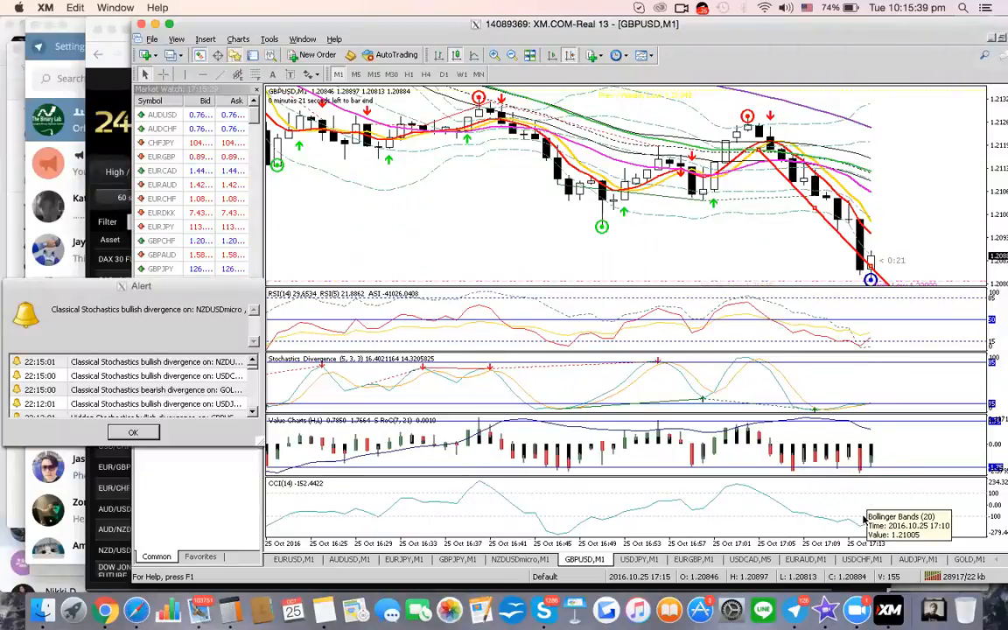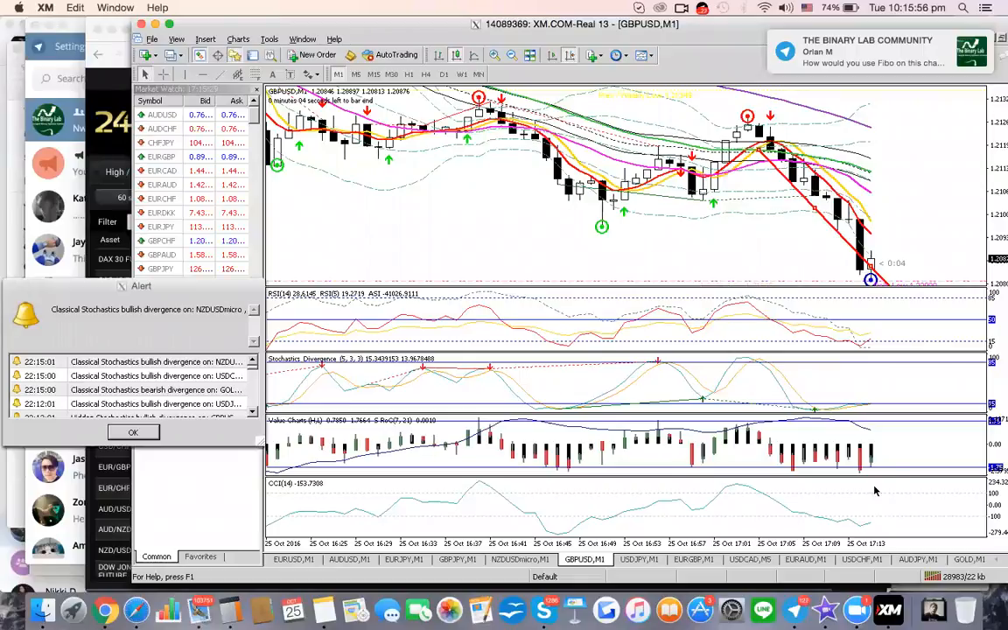And although the CCI is not ready yet, we can also know why it's not ready yet, because this is still quite some distance away from the moving average line. Until it touches the moving average line, that's when you're going to see the CCI get into the 100 minus 100 area.